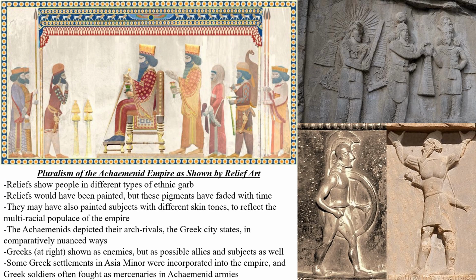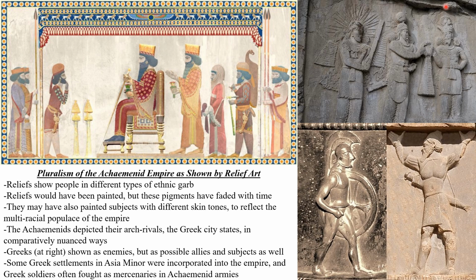We also see the pluralism of the Achaemenid culture in their relief art. Their reliefs show people in a variety of ethnic clothing and garb, as seen in this Zoroastrian image here. The reliefs also would have been painted, and although these pigments have faded over time, some scholars think that the Achaemenids may have given their subjects different skin tones to reflect the multiracial nature of the Achaemenid populace.